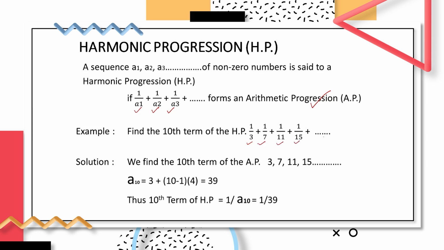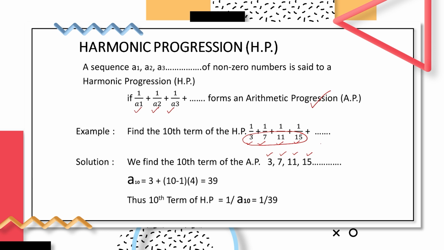So that means the denominator contributes to the arithmetic progression. So the arithmetic progression is 3, 7, 11 and 15. The inverse of the terms of the arithmetic progression is your harmonic progression.